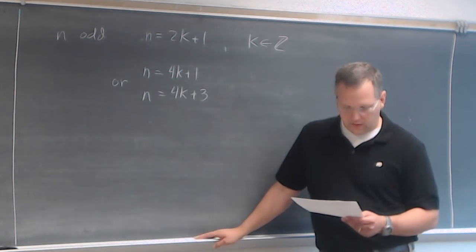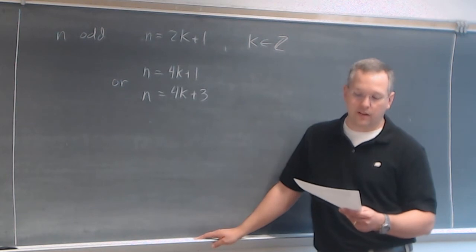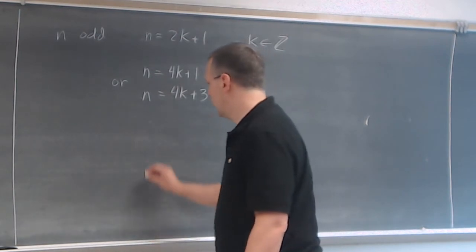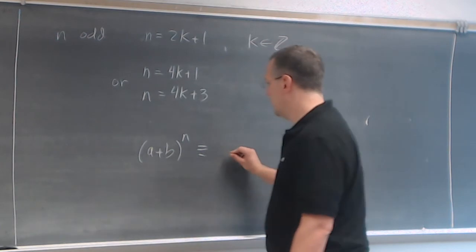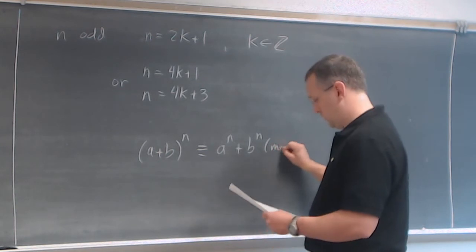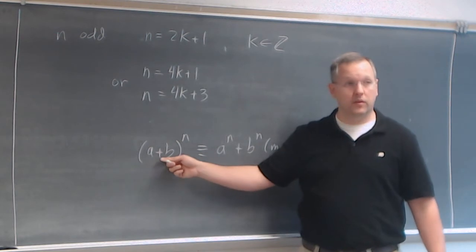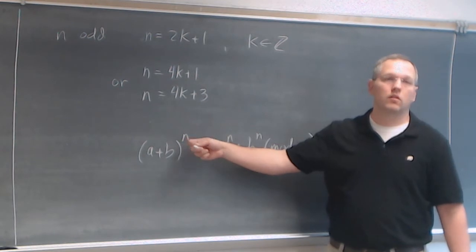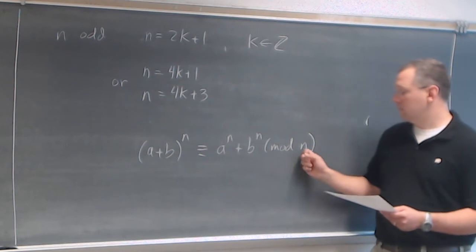Okay. And then number 8, there's actually a deeper theorem for number 9. If you use the binomial theorem, you can see that if you multiply out (a plus b) to the power n, that will always be congruent to a to the n plus b to the n mod n, because when you expand the binomial, all the intermediate terms are divisible by n. So they're always just going to cancel out when you reduce mod n.